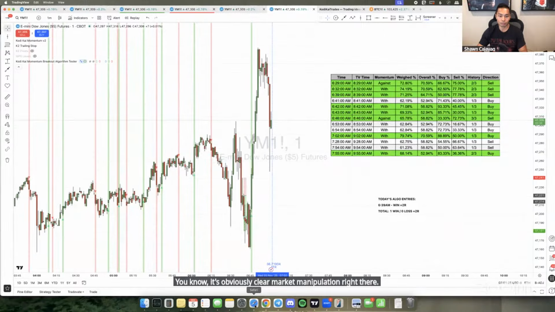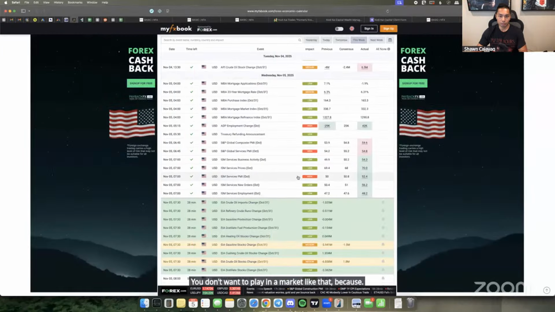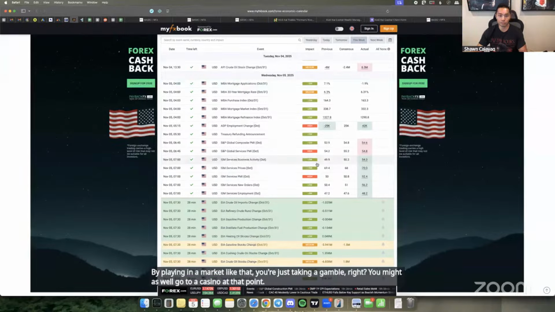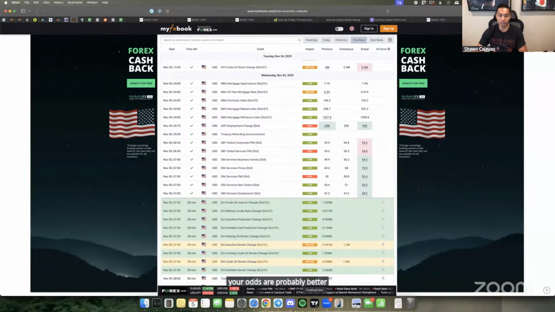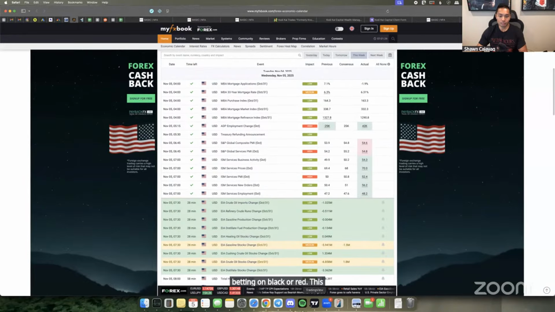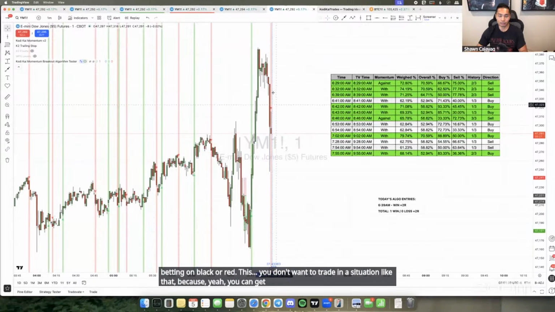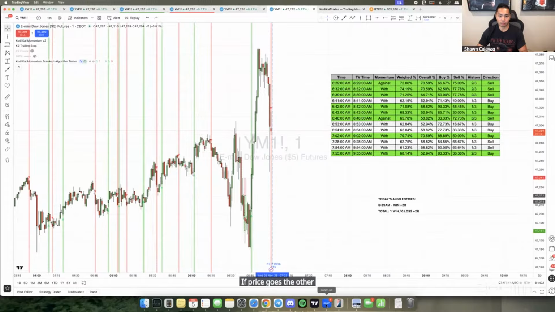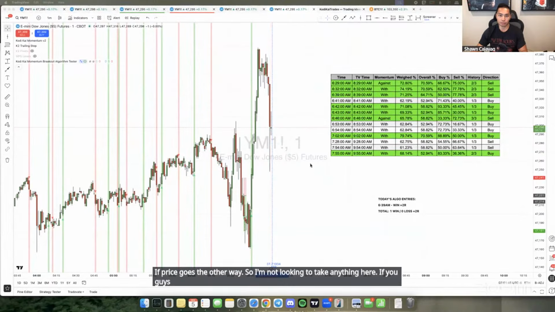You don't want to play in a market like that, because by playing in a market like that, you're just taking a gamble. You might as well go to a casino at that point. Your odds are probably better at the roulette table, betting on black or red. You can get lucky, but you can also get unlucky if price goes the other way. So I'm not looking to take anything here. If you guys want to take something, feel free.